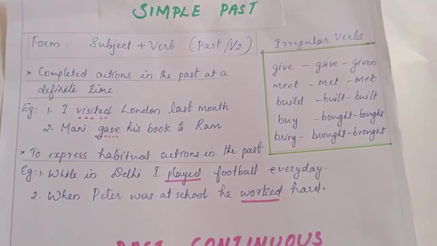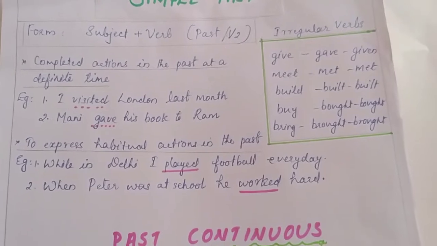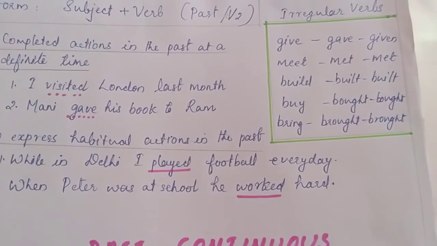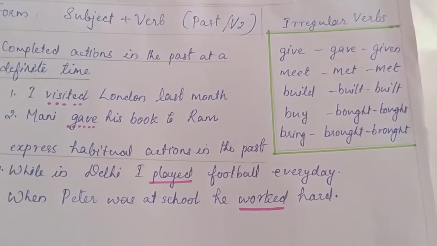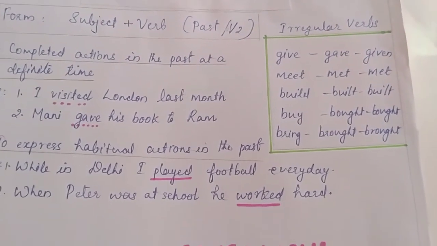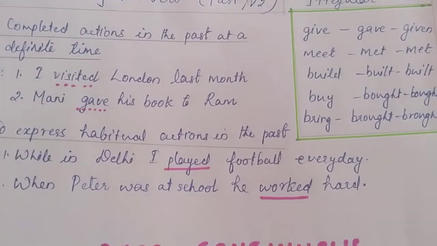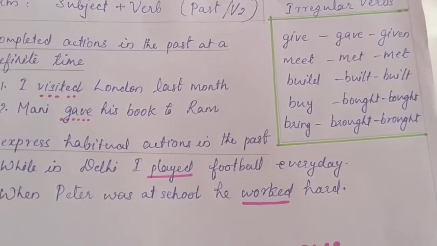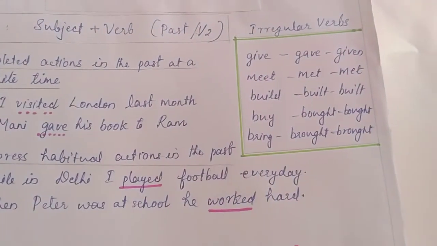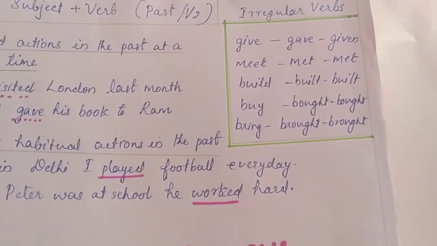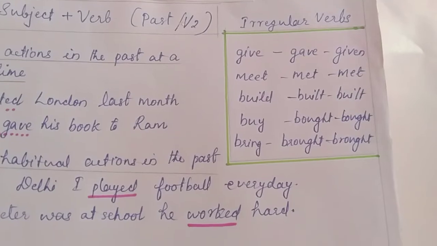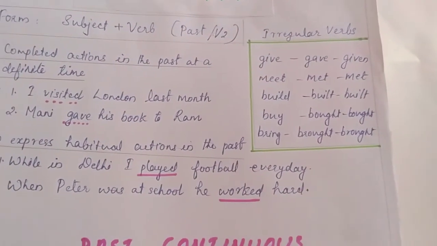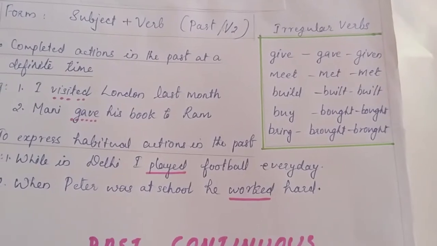Subject plus second form of the verb or the past form. How to make a past form also? I told you regular and irregular verbs are there. For regular verbs' past form we add ed, but here gave. Some particular words are like that, irregular verbs. You have to learn those irregular verbs. In another video I will come with these regular and irregular verbs. At that time you can learn more about verbs.